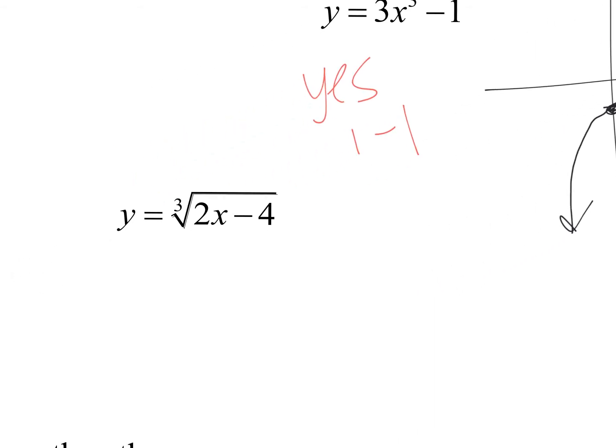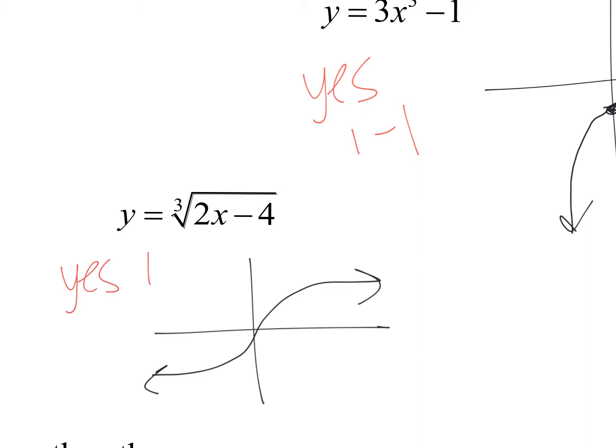This is a snake, but a sideways snake, this one. So the 2x minus 4 shifts it a little bit, but the point is that it's going to go through the origin somewhere around here. That's just a rough sketch of what the shape looks like. And again, yes, it passes the horizontal line test. So yes, this is one-to-one.